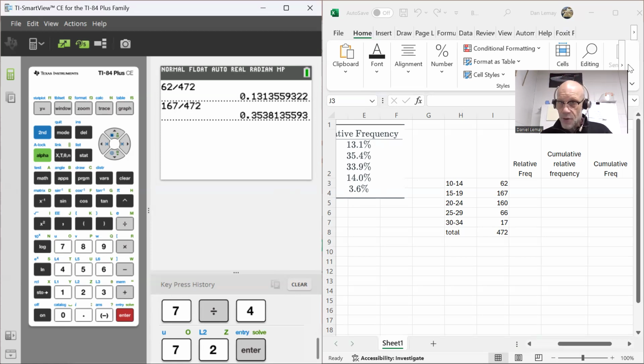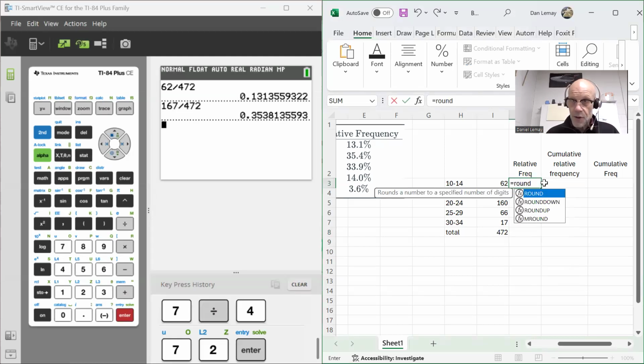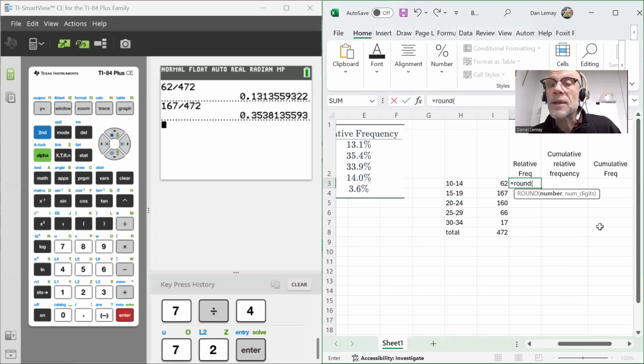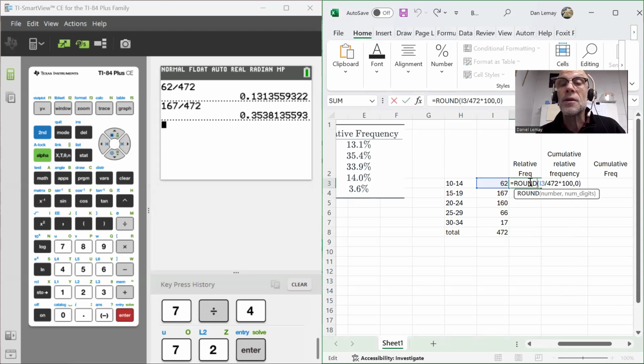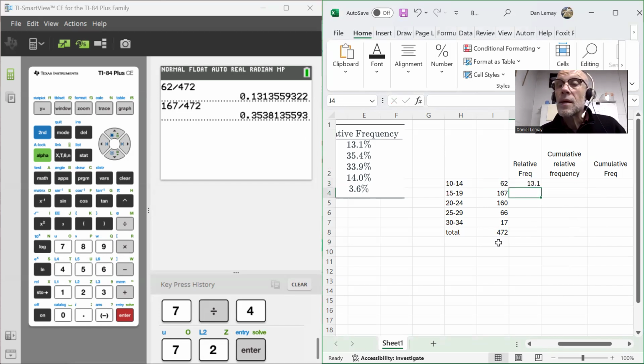Now I'm going to do this right here in the spreadsheet just so I have the numbers here. I'm going to do some rounding. I'm going to divide this by 472 times 100. I want 0 decimal places. Oh no, I don't want 0 decimal places. I want to match what this person had, so I want to make it 1 decimal place. So let's fill that down to get it.